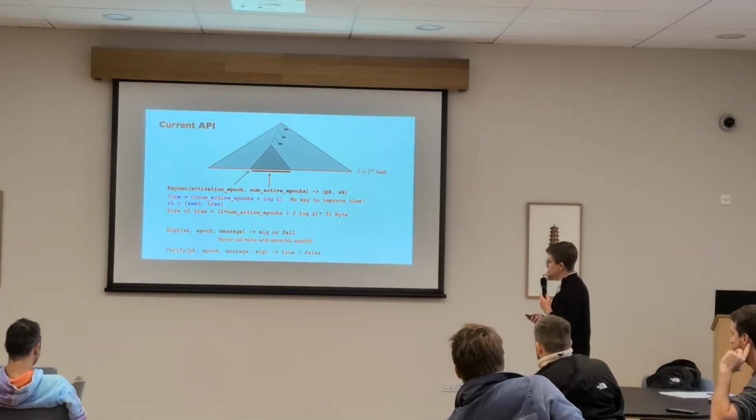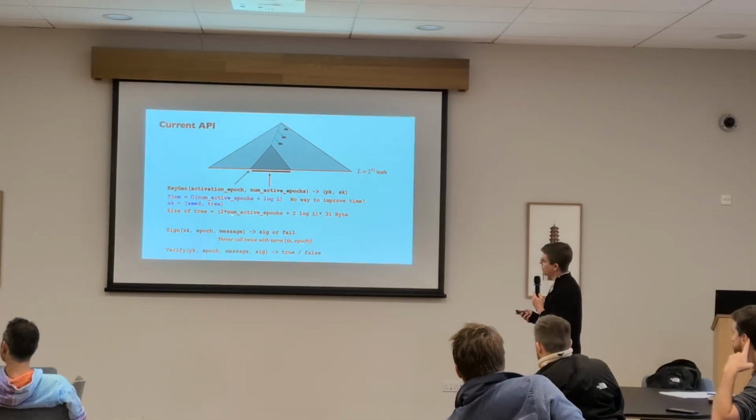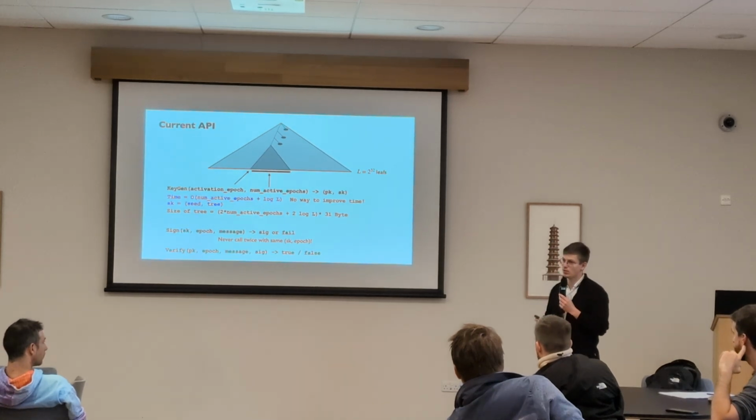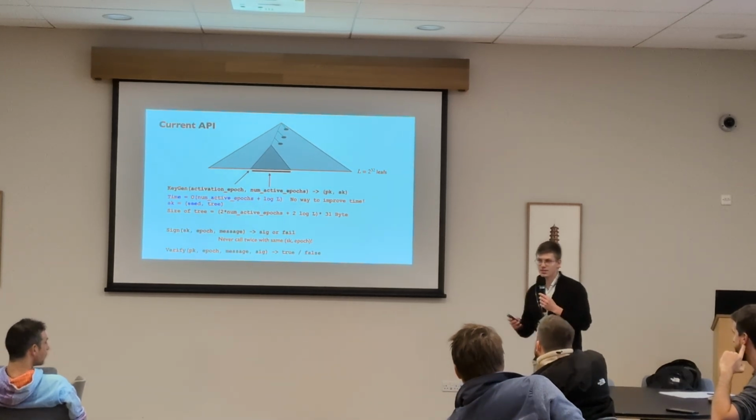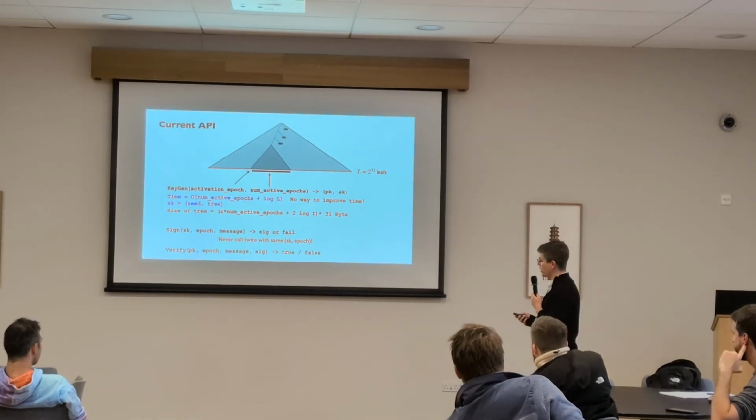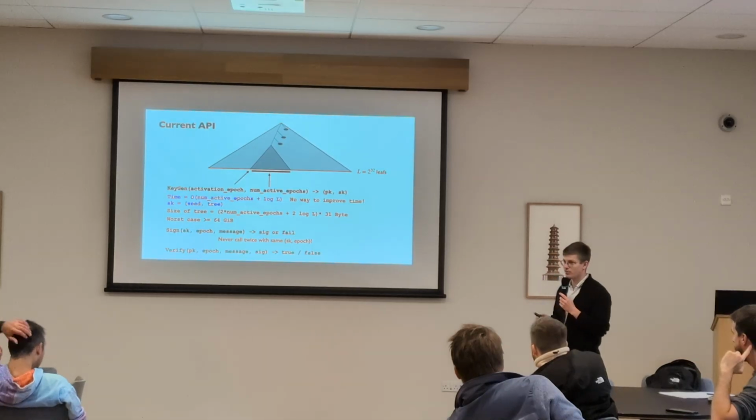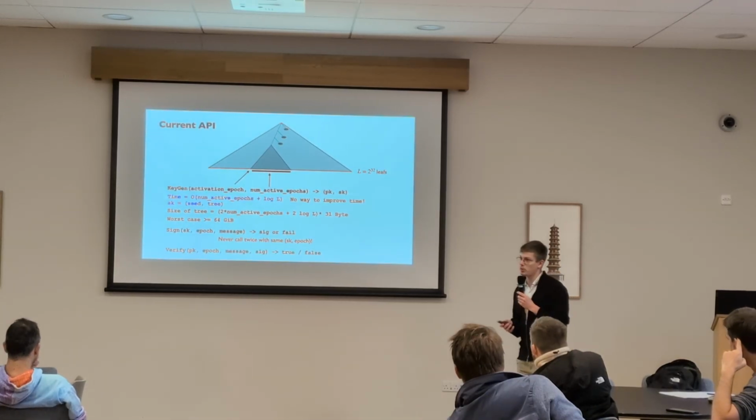It's linear in the number of active epochs. Then you have some 2 times log L, and that many hashes is what you have. And the hash is 31 bytes. So it's 8 field elements, and each field element is 31 bits. Okay, so this can actually go to a very, very high number of gigabytes.